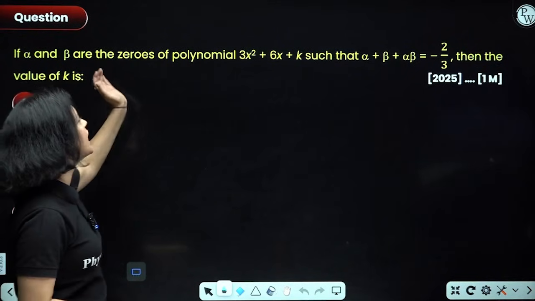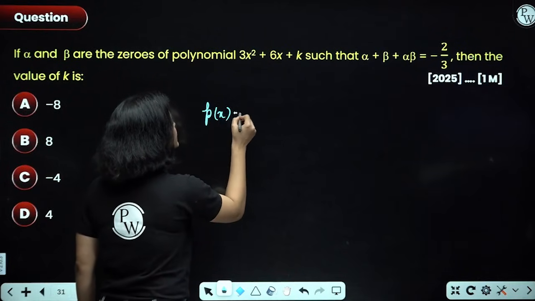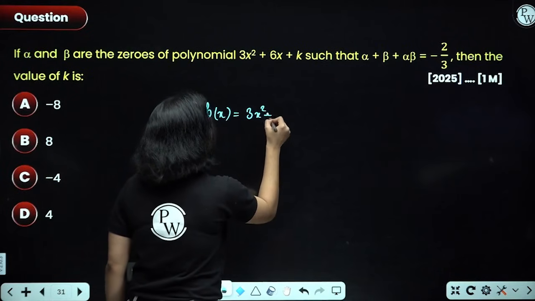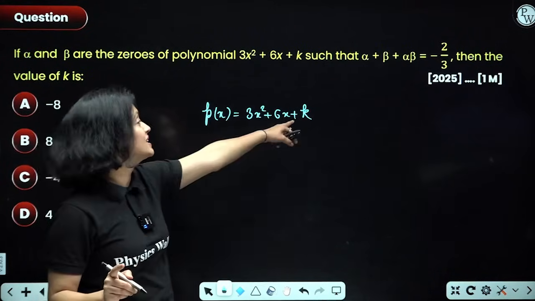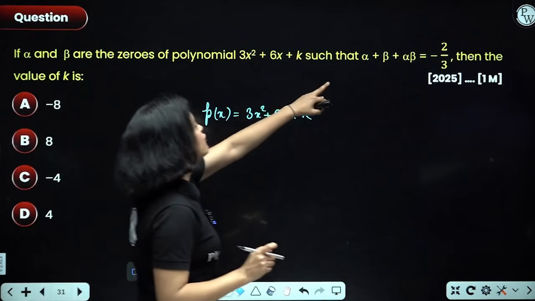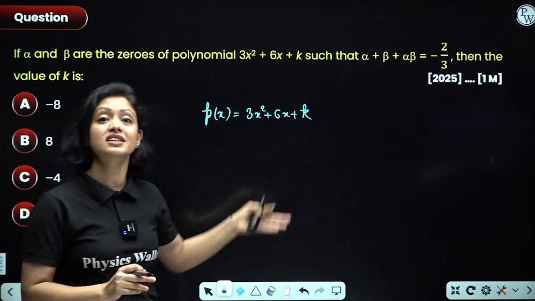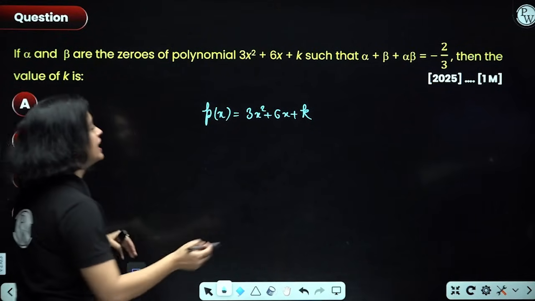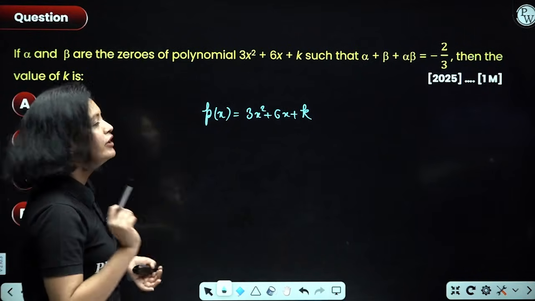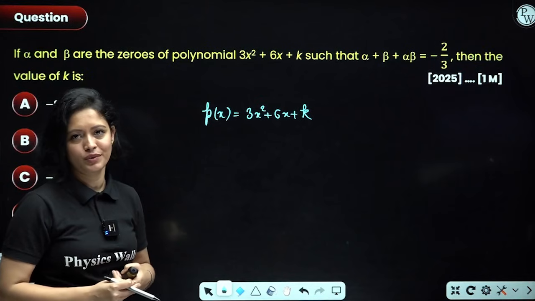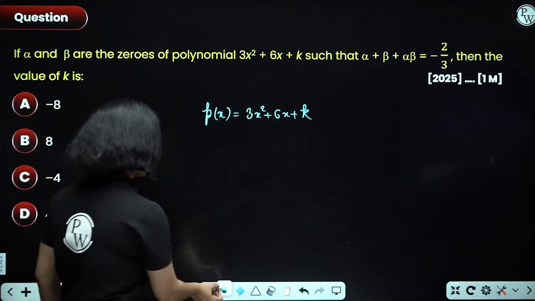If alpha and beta are the zeros of the polynomial, what is the polynomial, everyone? Let's write the polynomial. P(x) is equal to 3x square plus 6x plus k. Right? So you have an unknown quantity here. Such that alpha plus beta plus alpha beta is equal to negative 2 by 3, where alpha and beta are the zeros of this polynomial. Then you have to find the value of k. Okay. Now everyone, we do not know the zeros of the polynomial. Okay? We just know a relationship between the zeros of the polynomial. What is that relationship, guys?